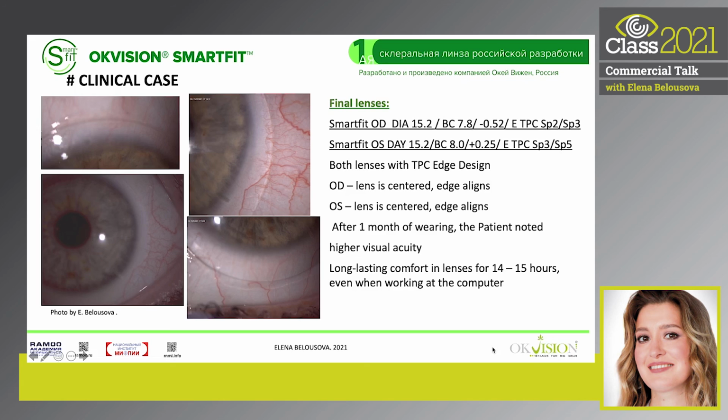Both lenses with TPC edge design showed us very good centration and very good edge alignment, and after 1 month of wearing, the patient noted high visual acuity and long-lasting comfort in the lenses for 14-15 hours, even when she is working at the computer.